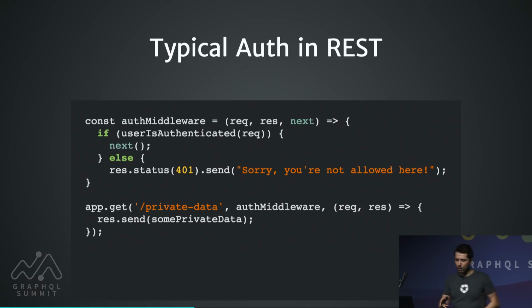And so the great thing about this when we're doing something in REST is that we can just apply this to any of the routes, any of the endpoints that we want to protect, right? If we have private data routes, we can just stick that middleware on. If we have a group of them, we can stick it on there. And we can be selective about which endpoints should be protected.